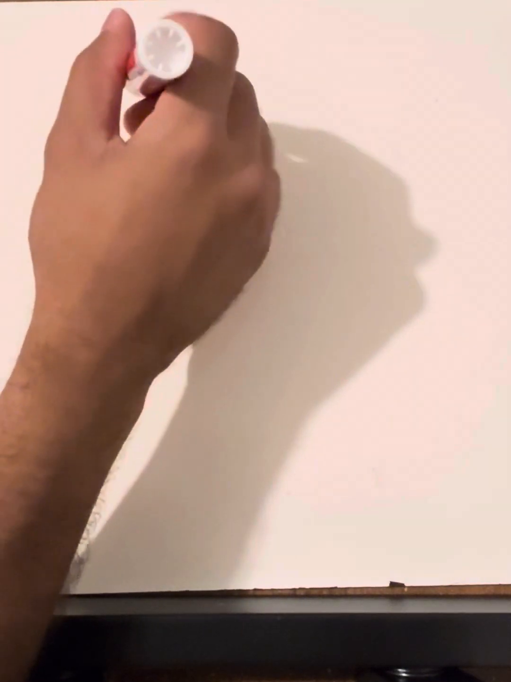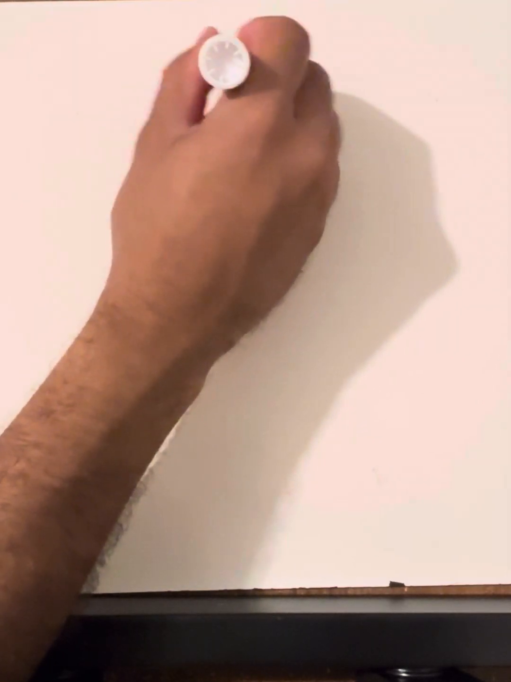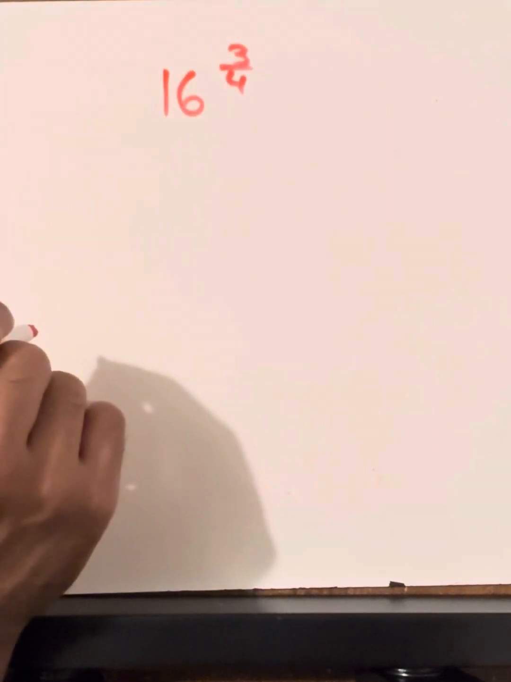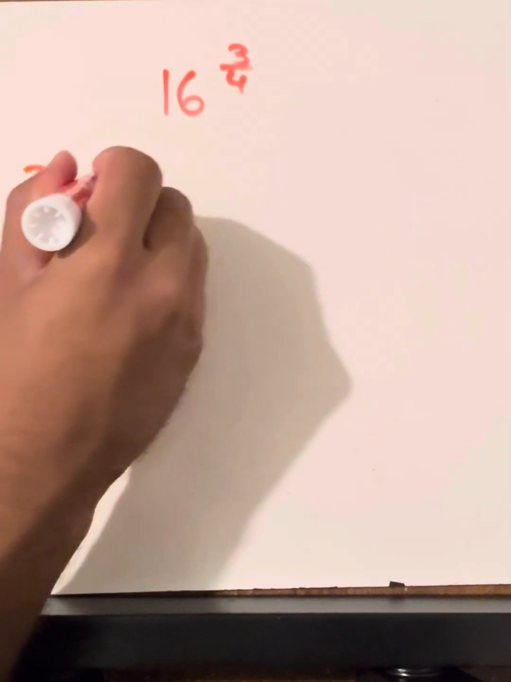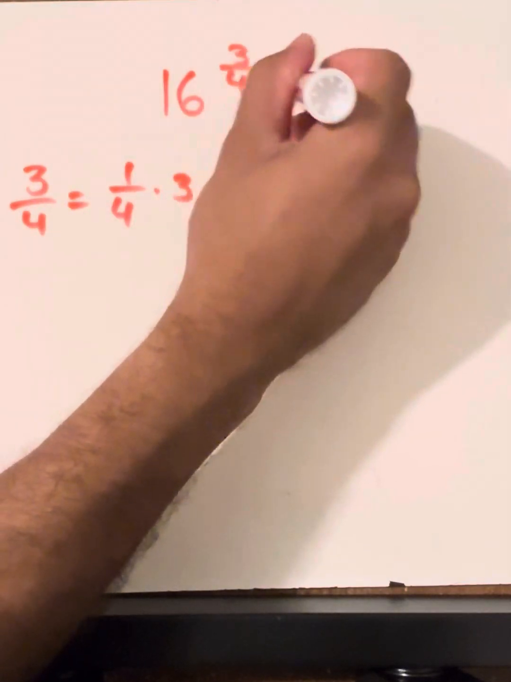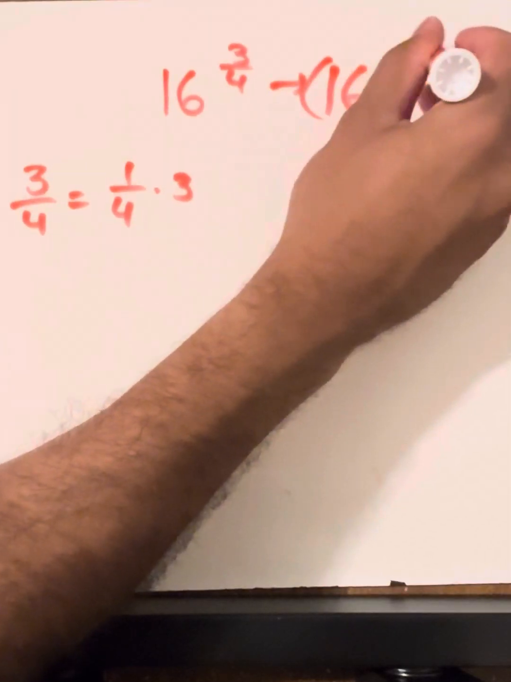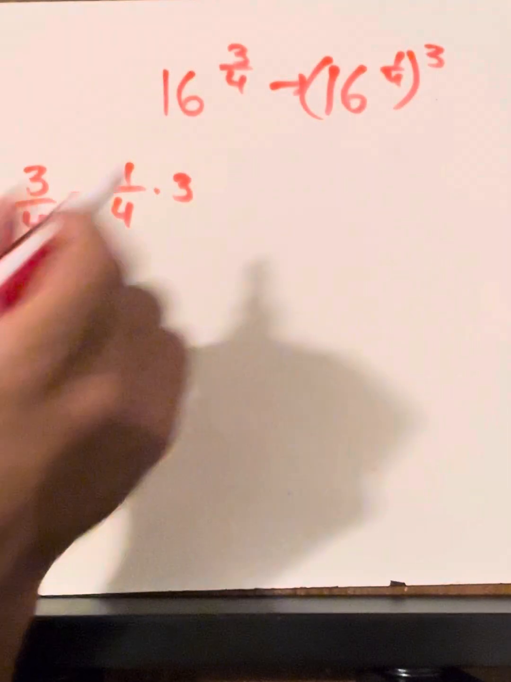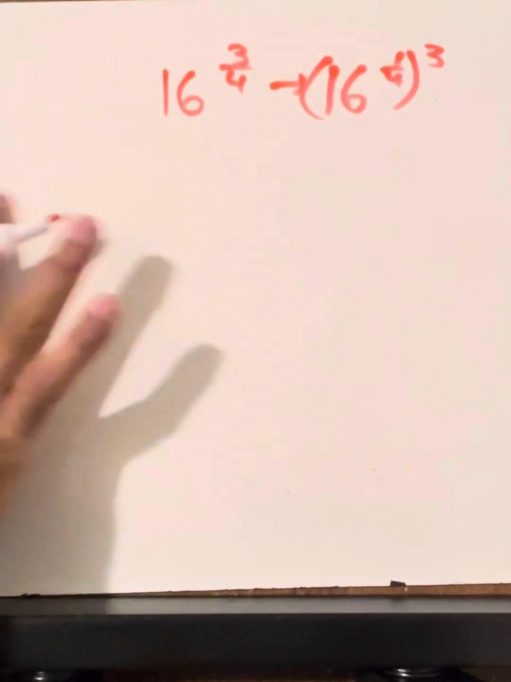Let's take a look at the next question. Let's say, for example, that the number on top of the fraction in the exponent is not just 1. Let's say that it is 3, for example: 16 to the 3/4. We can separate this because we know that 3 over 4 is the same thing as 1 over 4 times 3. So we can separate this as 16 to the 1 over 4, with 3 on the outside exponent, because 1 over 4 times 3 is 3 over 4.